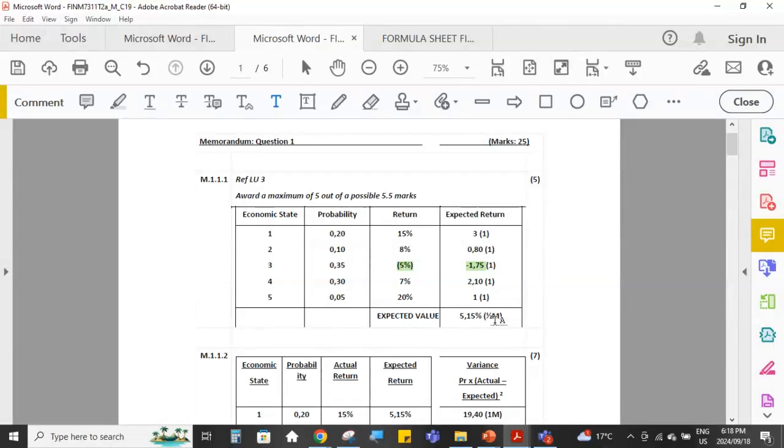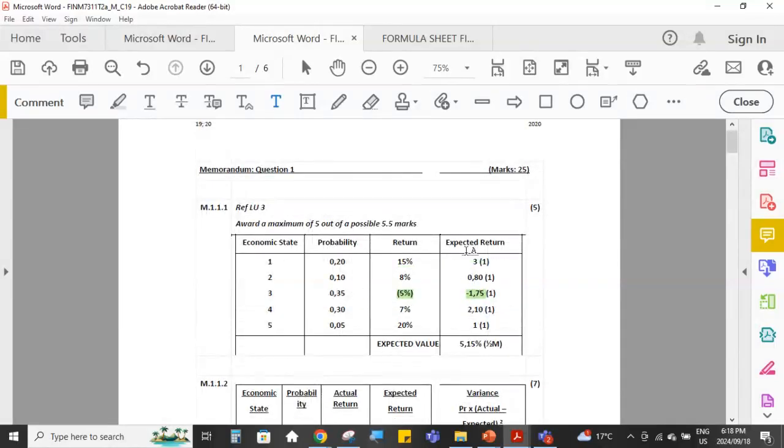We add those together, and that then gives us our overall expected value for the asset, because we don't know which of those returns is going to be the final outcome. So this is basically a weighted average return that we've calculated. And again, I've highlighted over here that it's minus 5%. Brackets means it's a negative return. And so the 5% times 35%, that must also remain negative.